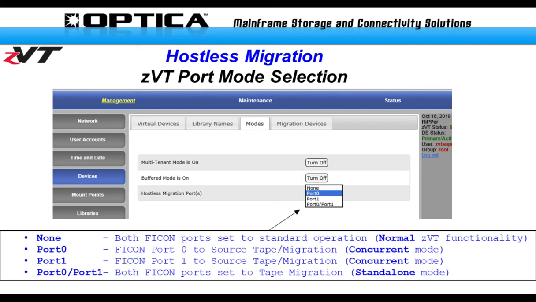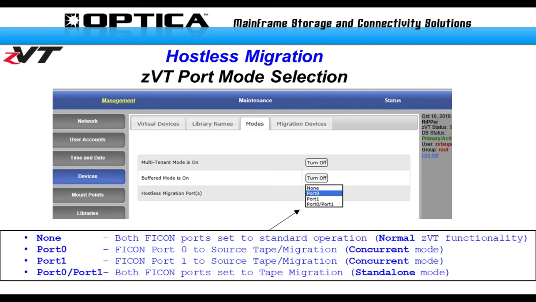Finally, a little bit about setup, and I'll demonstrate this as well. On a ZVT, there's actually 3 modes, but in Hostless Migration, there's only 2. To set that up, it's very simple. You go to the Modes tab, Devices, Menu, Modes tab, and you would set None for normal operation. In that case, both ports are emulating 3490 or 3590 tape drives. Both ports are normal virtual tape functionality.